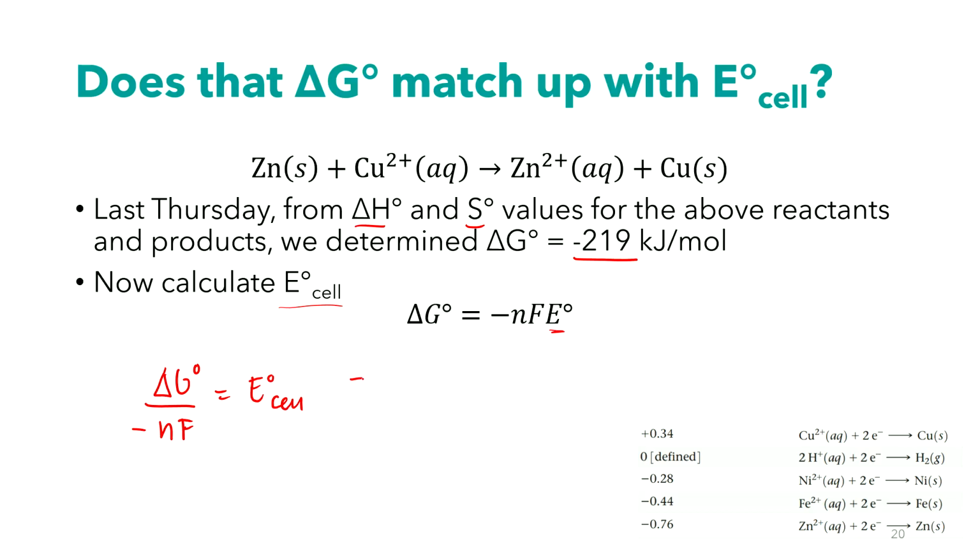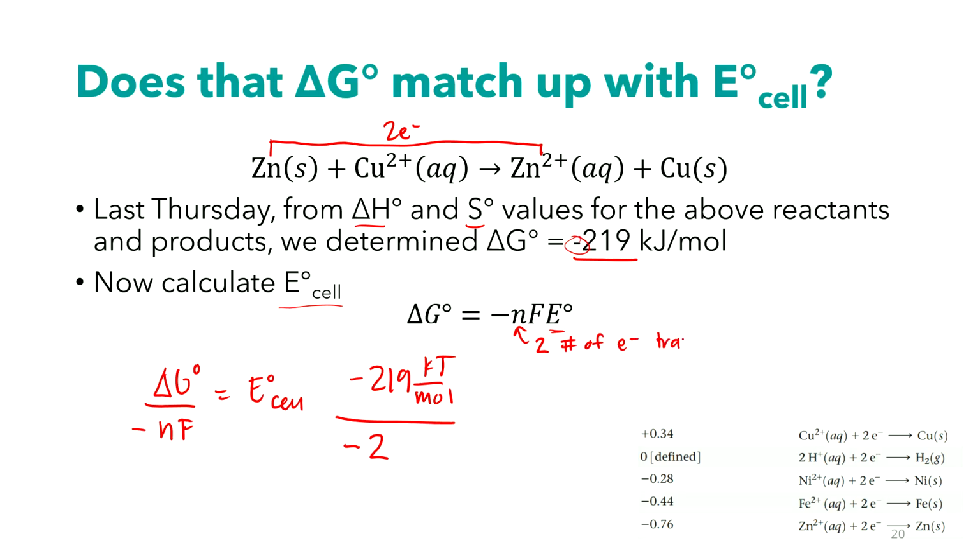So that is going to be negative 219 kilojoules per mole divided by, because I already have a negative here since our delta G was negative, negative 2. This value is 2. I look at that and I know this is a balanced reaction, and I am losing 2 electrons and gaining 2 electrons. So when this is balanced, there is a transfer of 2 moles of electrons. That's the n that I need to put in. So 2 is the number of electrons transferred when balanced.